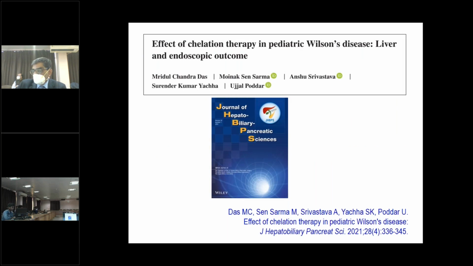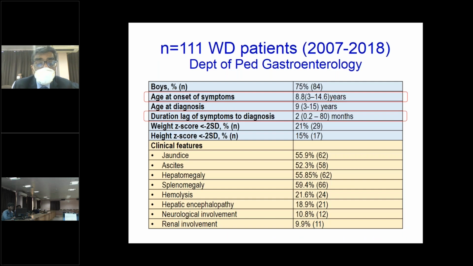So this is a study which was published by our department, where the effect of chelation therapy in pediatric Wilson disease was seen. And this was published in the Journal of Hepatobiliary and Pancreatic Sciences. So 111 Wilson disease patients were followed up, and the median age of onset was around 9 years. The duration lag between the symptom onset to diagnosis was around 2 months. Around 60 to 70% of our patients had presented with jaundice, hepatosplenomegaly, and ascites. Hepatic encephalopathy was seen in around 20% of the cases. Neurological and renal involvement was seen in a further 10% of our children.